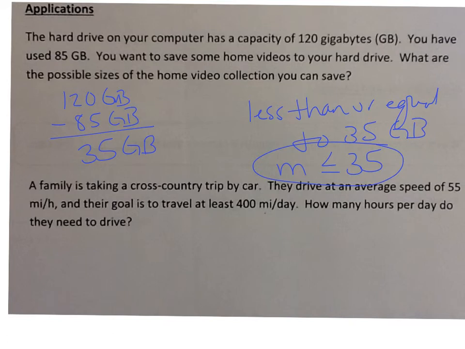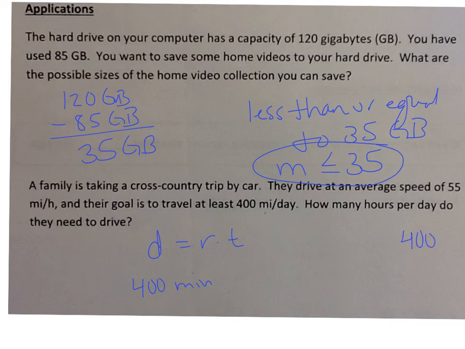Second example, a family is taking a cross-country trip by car. They drive at an average speed of 55 miles per hour, and their goal is to travel at least 400 miles a day. How many hours per day do they need to drive? All right, well, we know that distance equals rate times time. And we also know that their goal is to travel at least 400. So 400 is the minimum number of miles that they want to do a day.